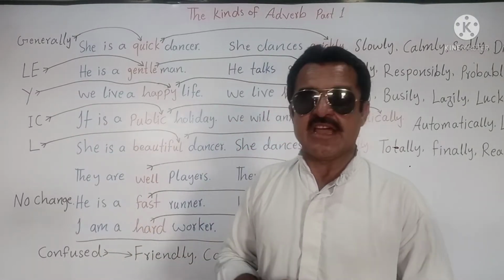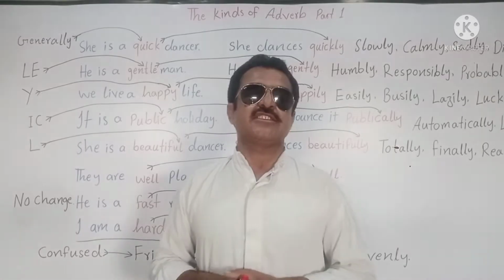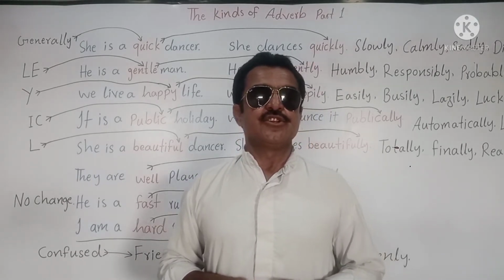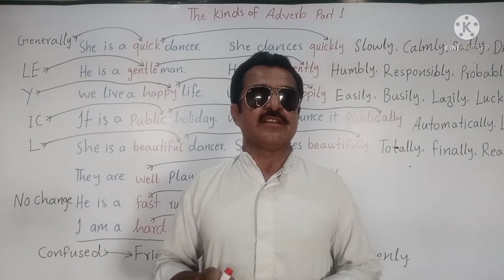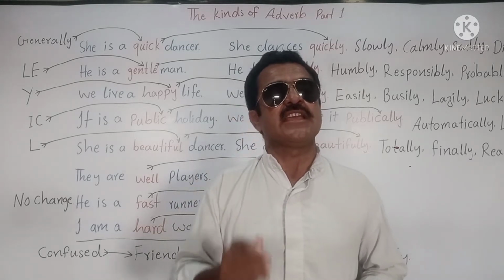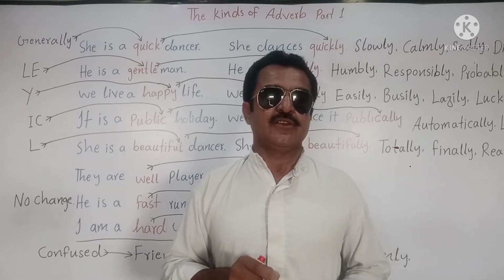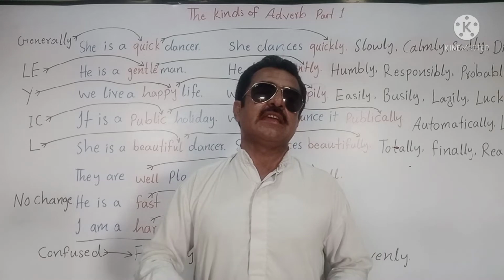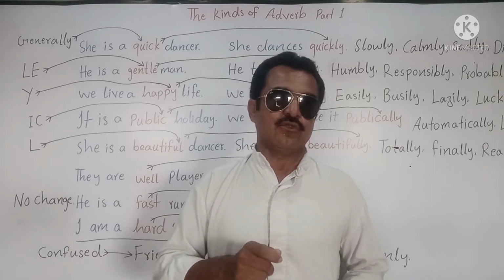Third rule is this, that whenever your adjective ends with y, then you have to drop that y. In place of y, you have to put i, then l, then y. Okay, means you have to change that y into i, then ly.